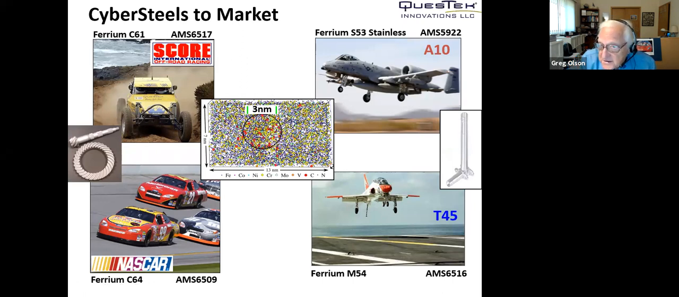And that efficiency of strengthening, allowing us to get to the desired strength with less carbon, is really helping us to better manage the trade-off with other properties such as fracture toughness or corrosion resistance, allowing each of these steels to be best in class.